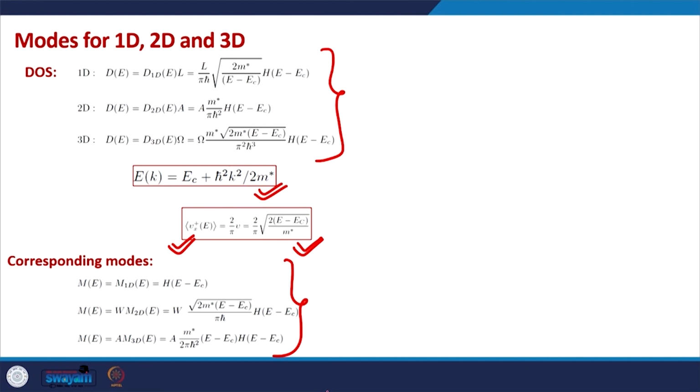So, we will discuss this in somewhat more detail in the next class, and until then I will let you think more about the intuitive understanding of modes in a device.